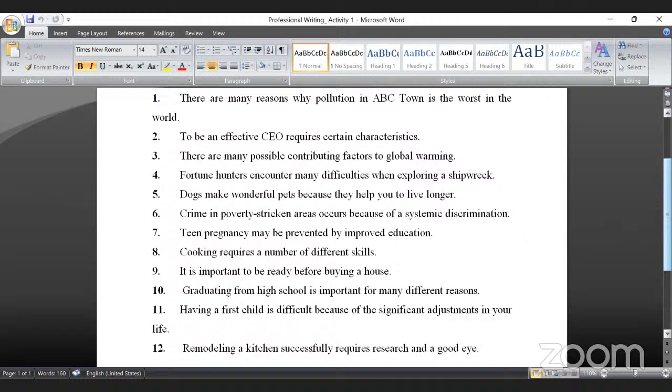Having a first child is difficult because of the significant adjustments in your life. Topic? Having a first child, because it's already given. So the claim has to be established now. What's your controlling idea? Significant adjustments, right? The significant adjustments. Okay. This should be the last, if I'm not wrong.